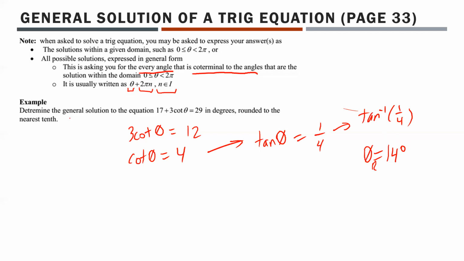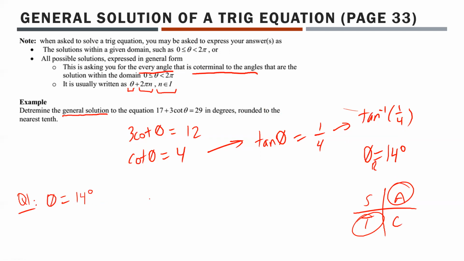We weren't given a domain because we are given a general solution, which means we have to list literally every answer in existence. So if we think of our CAST rule, tan is only positive in this quadrant and this quadrant. So in our quadrant 1, theta is just equal to our reference angle, so 14 degrees. In quadrant 3, theta is equal to 180 plus 14, or in other words, theta equals 194 degrees. But that isn't a general solution.